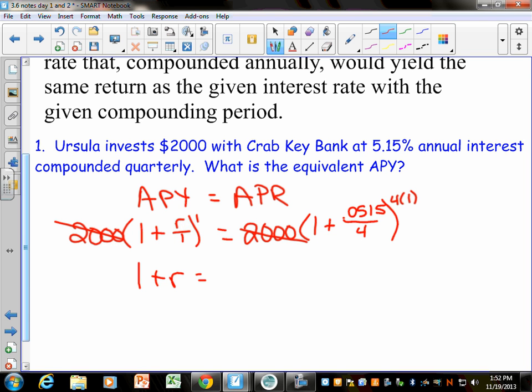I'm just going to write this out without the 4th power yet. I mean, we could write it all out. I wrote that as 1.012875 to the 4th power. And what would I have to do to solve that for R?